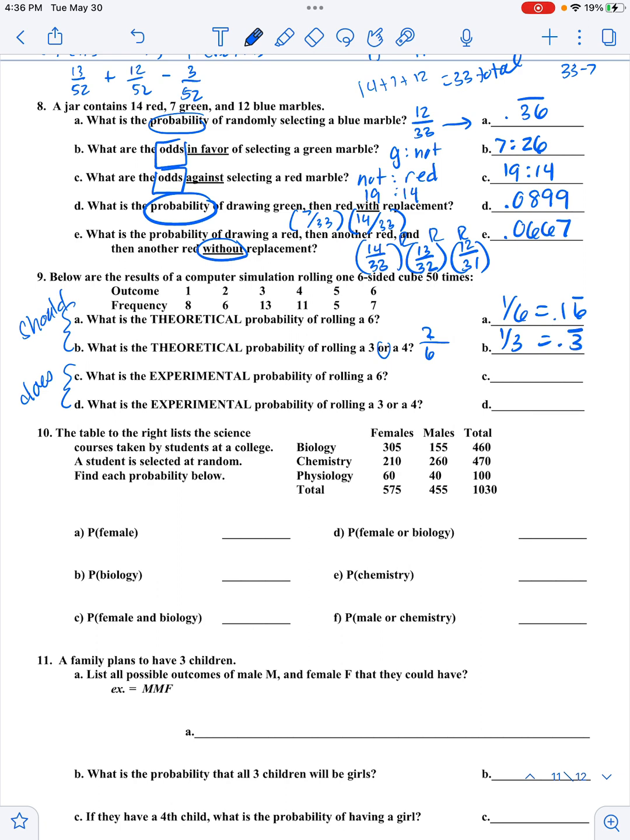But experimental means I've used the data. Probability of rolling a 6. So I rolled a 6 7 times out of the 50 times that I rolled that on the computer simulator, which is 0.14. And then here, the experimental probability of getting a 3 or 4, well, I got a 3 13 times and a 4 11 times out of my 50. So that's 24 out of 50.